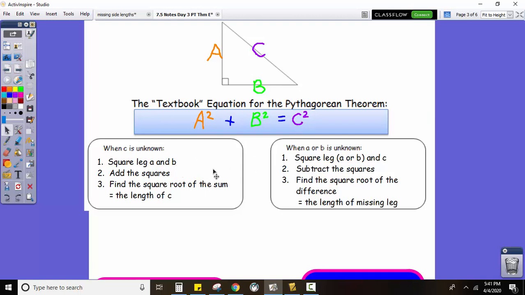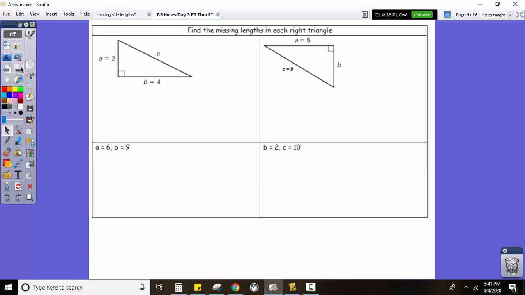We've already gone over the bottom two parts here, so when C is unknown or when B is unknown. So now we're just going to quickly look at what happens if we don't have a diagram. So we are going to skip the first two examples up here because we've already done enough of those in this lesson. And we're just going to look at the bottom two here. So for the first one, they tell us A is 6 and B is 9. Now because A and B are the legs, I know I have two legs here.